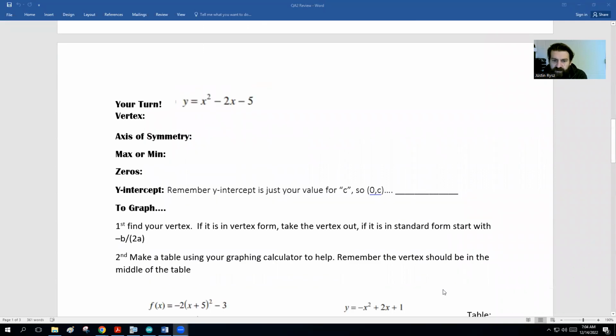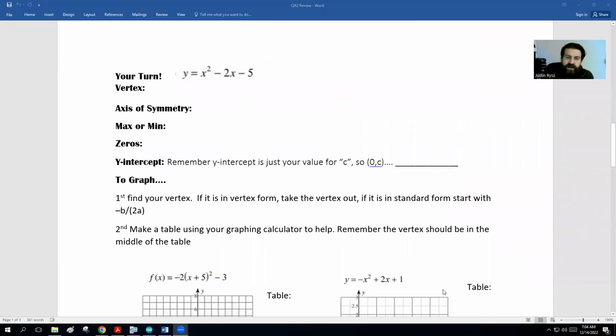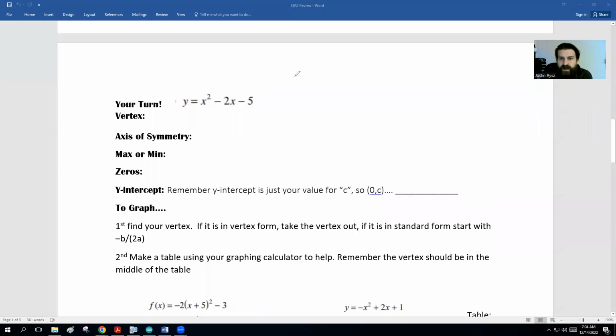All right, so let's try this problem here. Let's try to find the axis of symmetry. So we've got to do the vertex first. Let's find h, which is negative b over 2a.